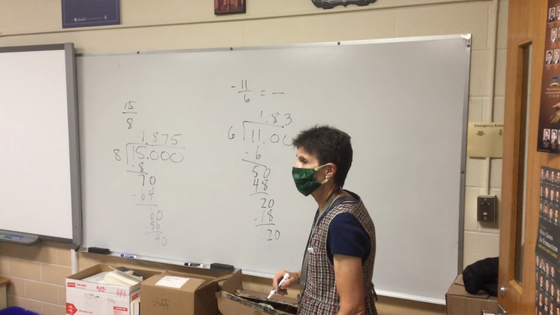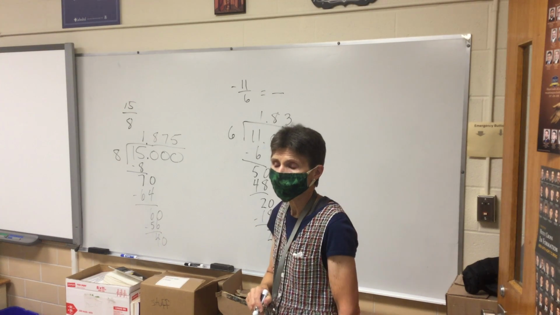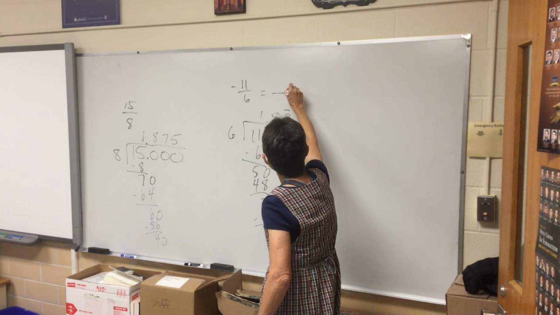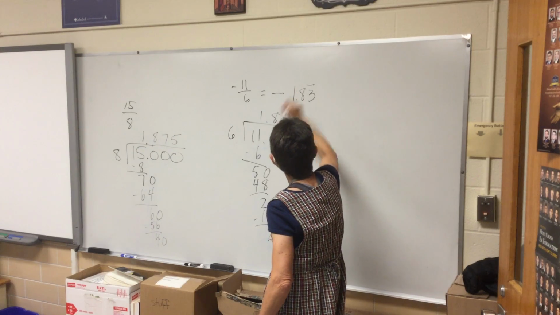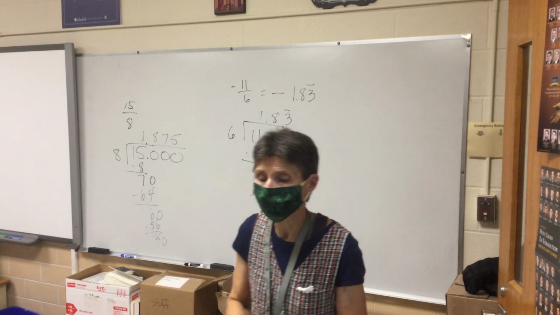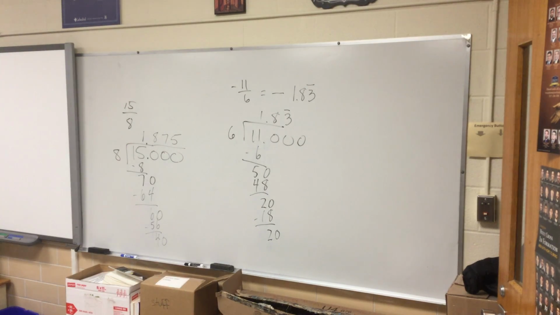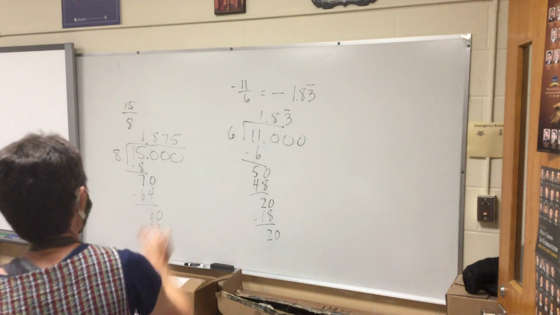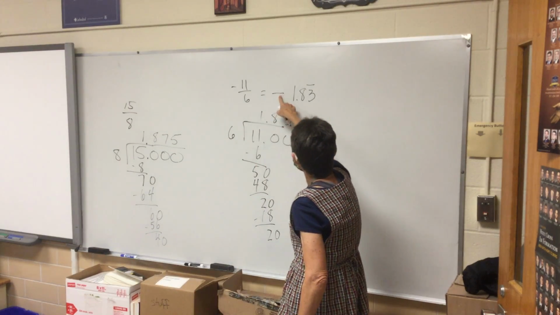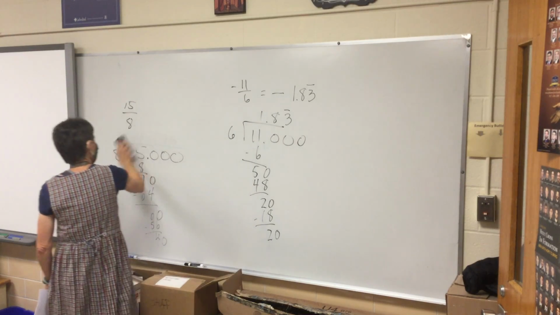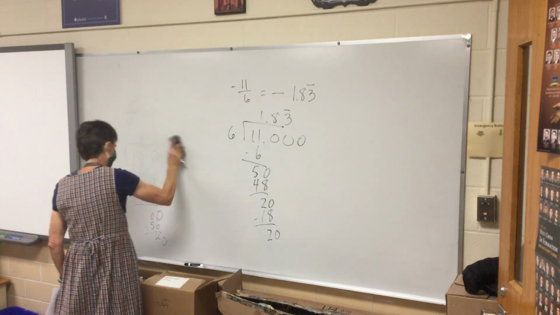What's going to happen? The 3 is going to repeat. How do I write that? A little bar over the top. So negative 1.83 with a little bar over the top. That's called a repeating decimal, right? So we have an example of a terminating decimal and a repeating decimal. Yes, it's negative. Negative 1.83. Yep. Okay. Now we're going to do a little graphing on the number line.